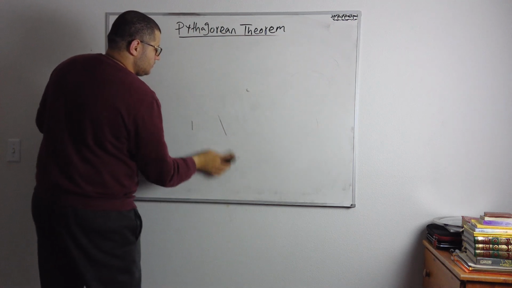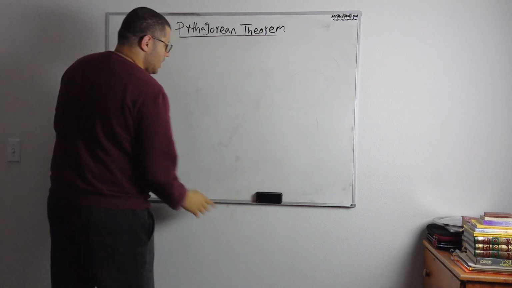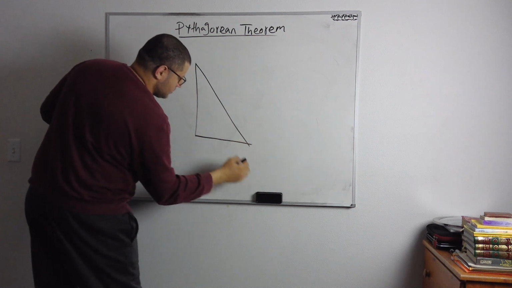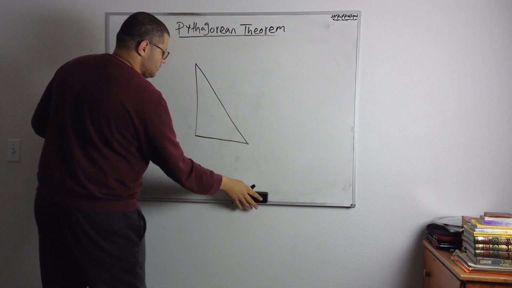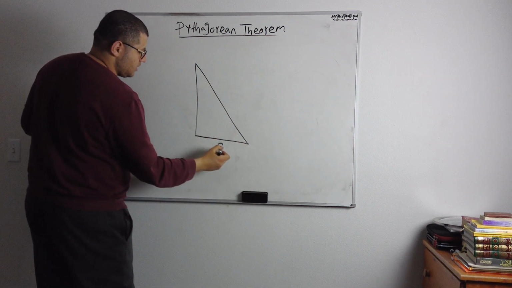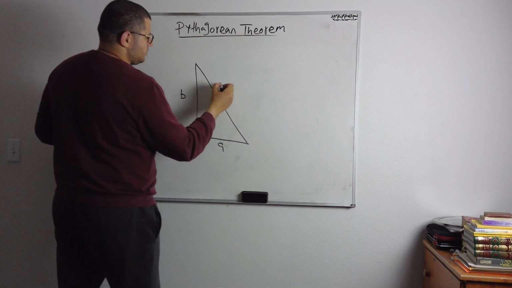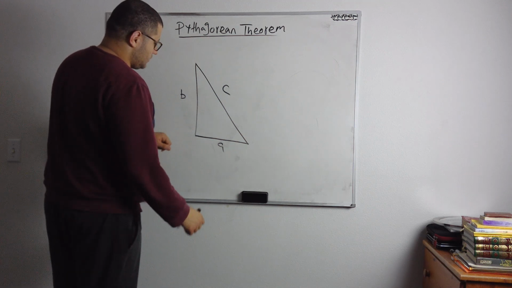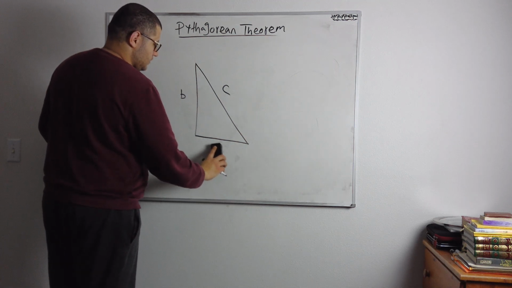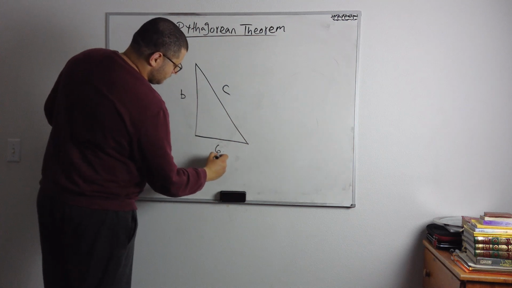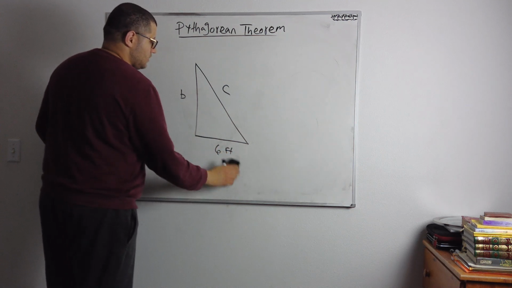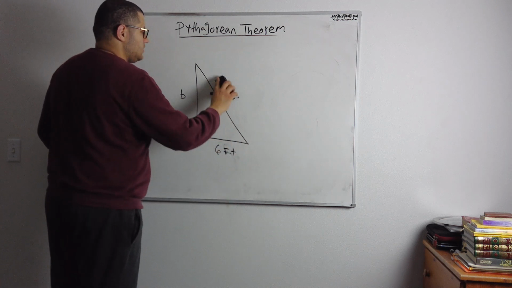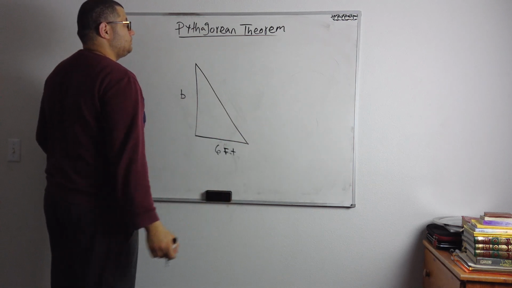Let's try a different problem. How about if we have something like this? This is your hypotenuse. This is A, this is B, and this is your hypotenuse, which is C. Now, let's say this side was 6 feet. The C here was 10 feet.